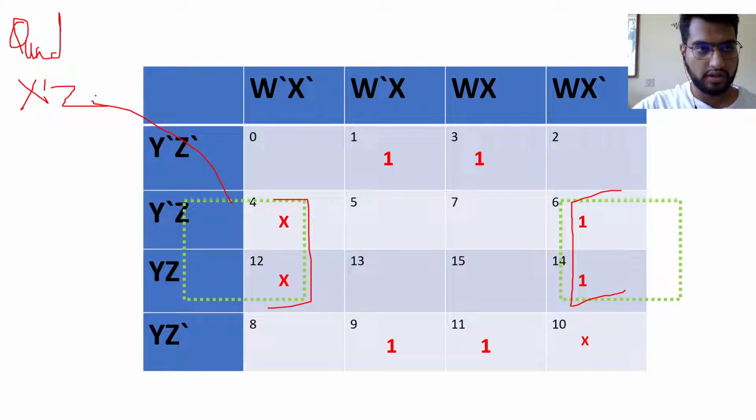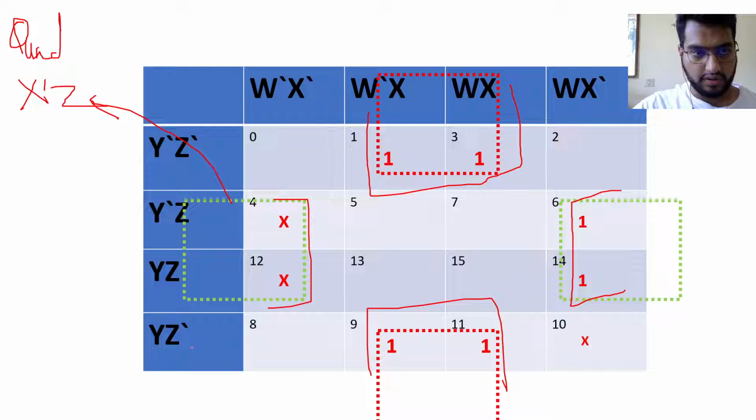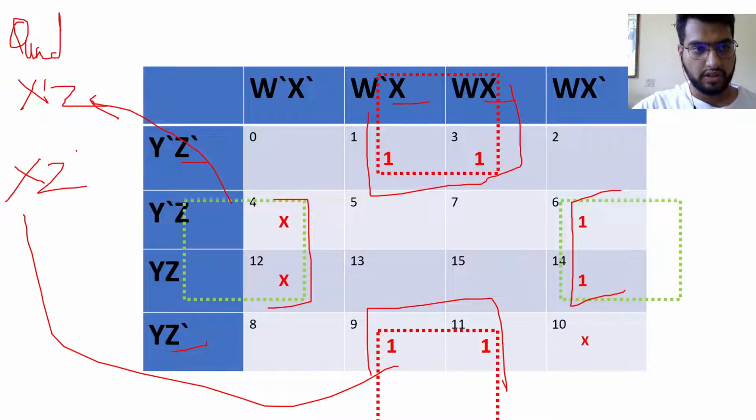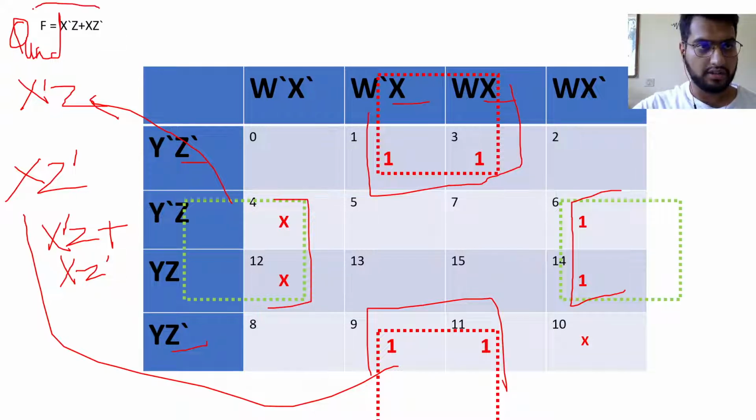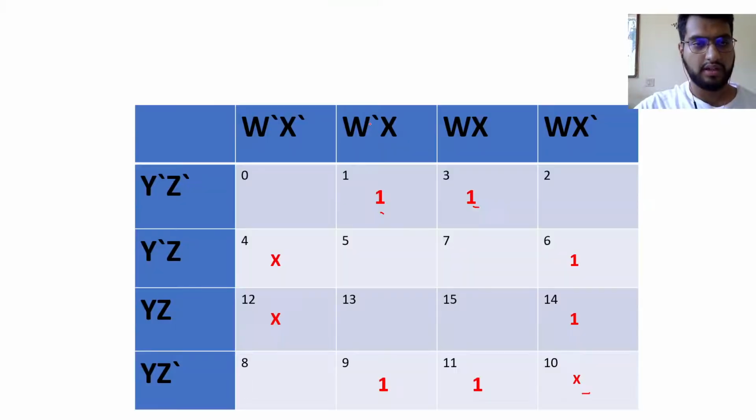With respect to this quad, and then we have another quad shown by the red dashes, in which z dash is constant and x is constant. So the term coming out from this quad will be xz dash. So the final answer will be x dash z plus xz dash. So that will be our answer, x dash z plus xz dash. So this is option B. So this will be our correct answer.